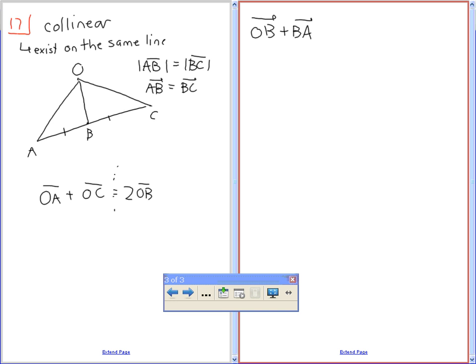Okay? Using that idea, how can I write OC? OC is going to be what, sorry? OB plus BC, right. So if you're going from here to here, that's the same as this plus this. And then OC equals OB plus BC. Now just to summarize here, OA and OC are written in OB terms.